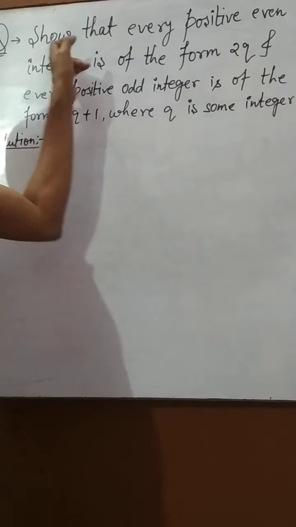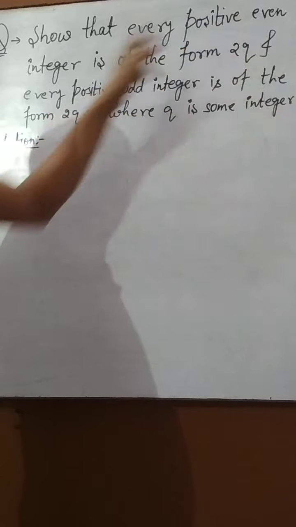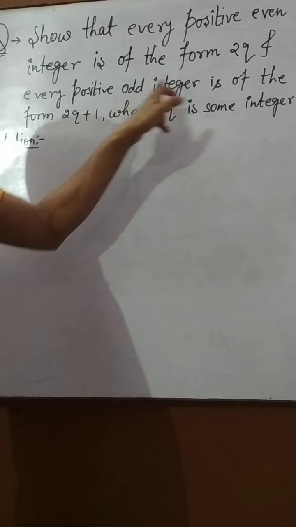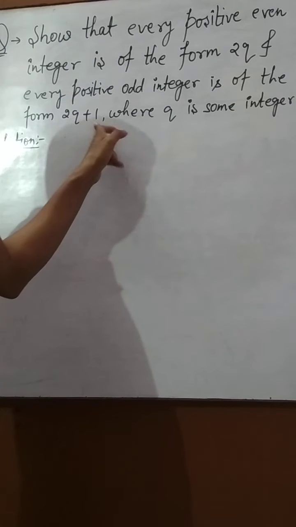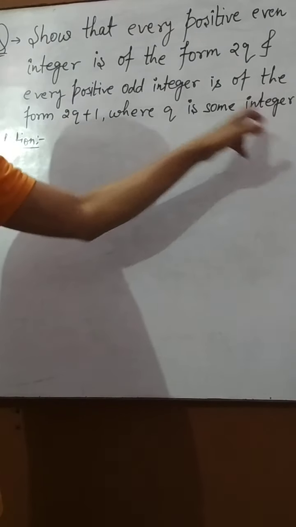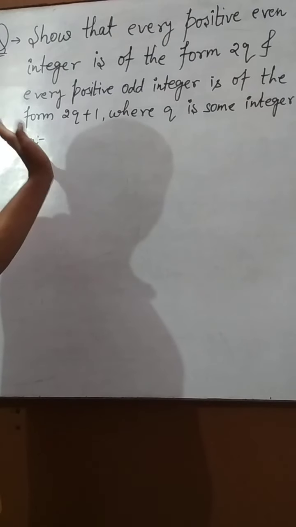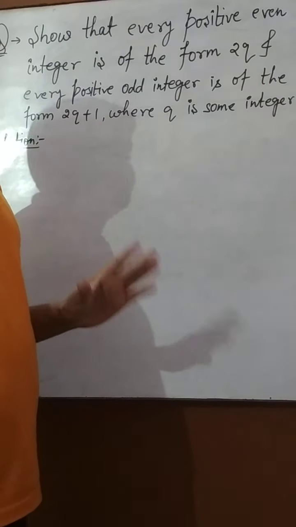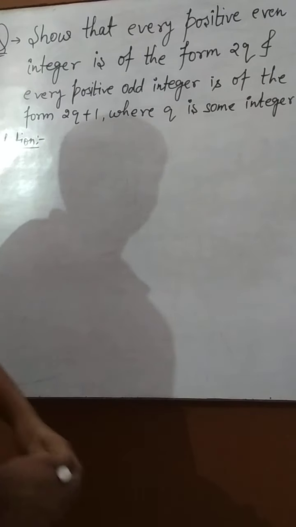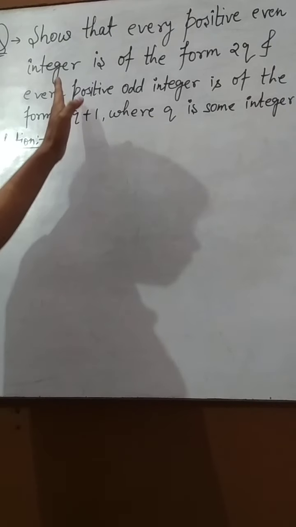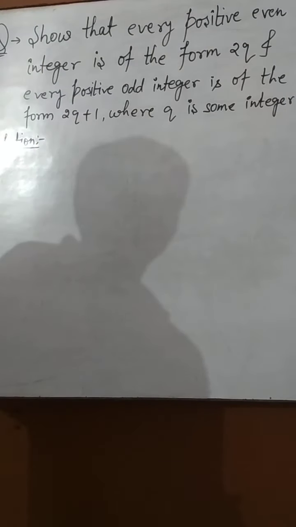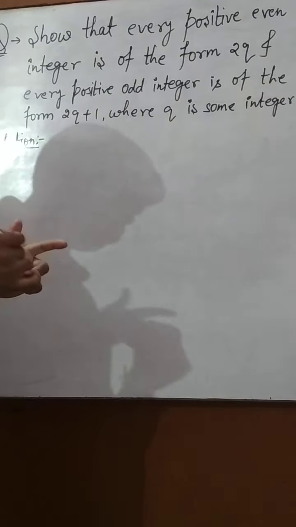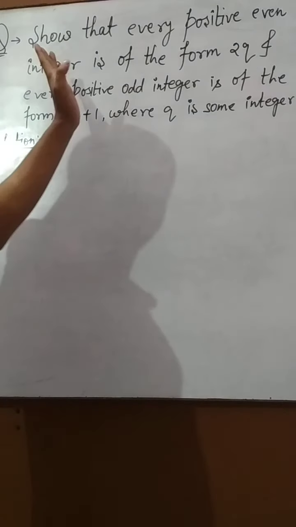Today we are going to show that every positive even integer is of the form 2q and every positive odd integer is of the form 2q plus 1, where q is some integer. How will we solve this question? This is a simple method to solve this type of question. This question is from NCERT class 10th. So I am going to start the solution.